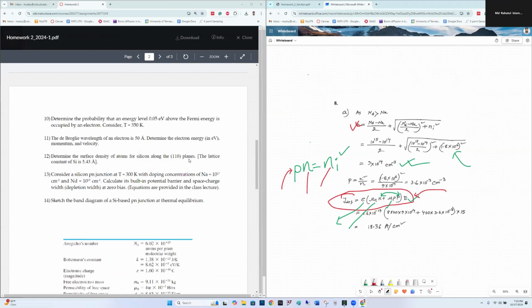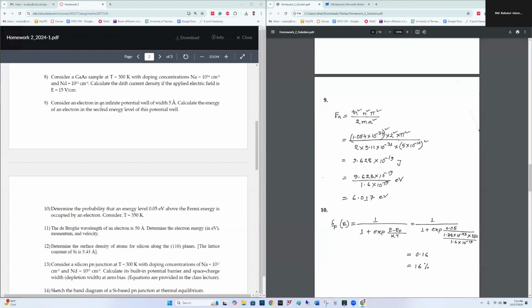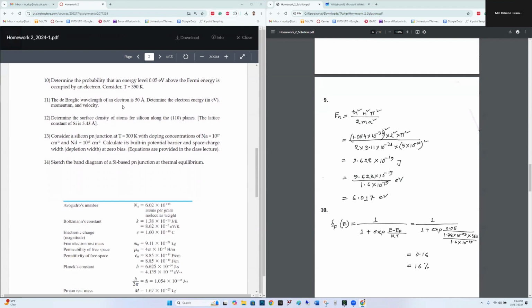Okay, let's move to problem number 9. I'm not even going to talk about this because it's exactly the same as problem number 1. Only the values are different. So I'm just skipping it, going to problem number 10 directly.